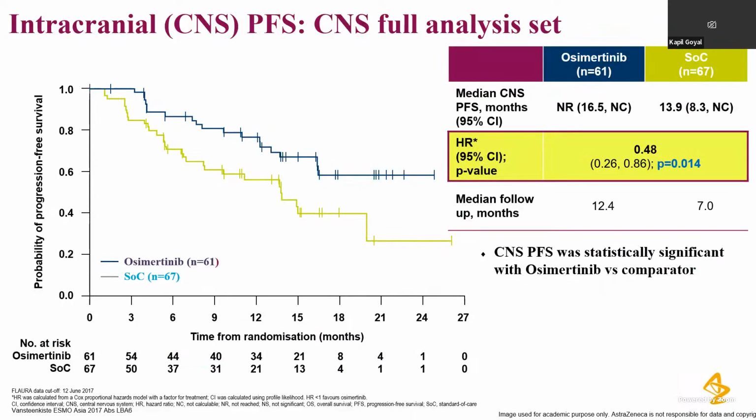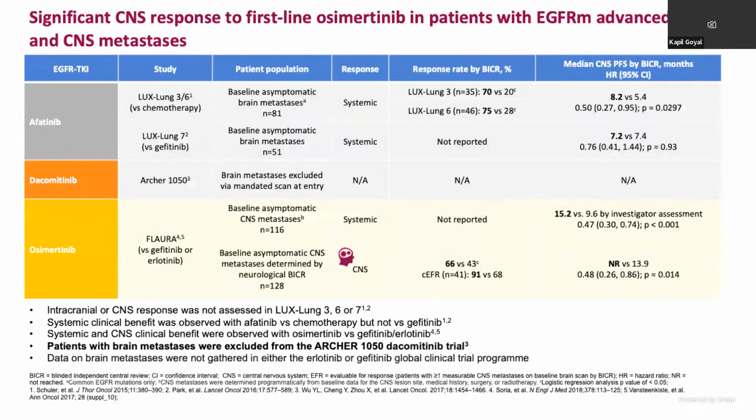If we see about the intracranial CNS PFS, there also we see that the median CNS PFS was not reached in the osimertinib arm, while in the comparator arm, it was 14 months with a hazard ratio of 0.48. So hence, we can confidently conclude that the CNS PFS was statistically better with osimertinib compared with the first-line TKIs.